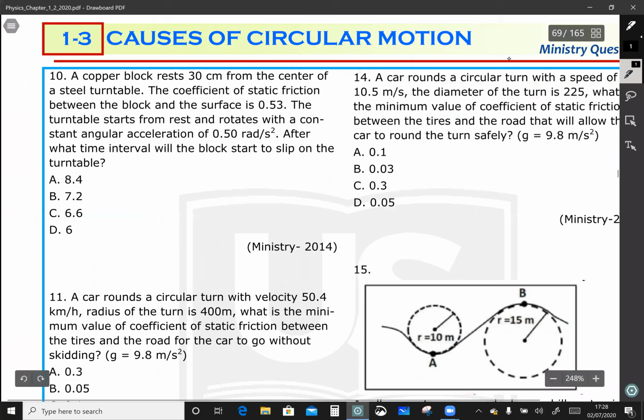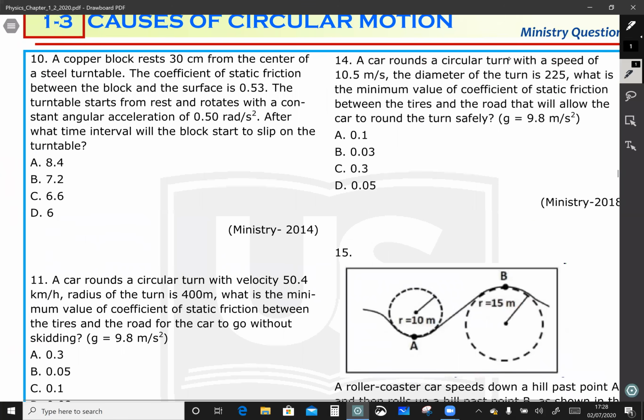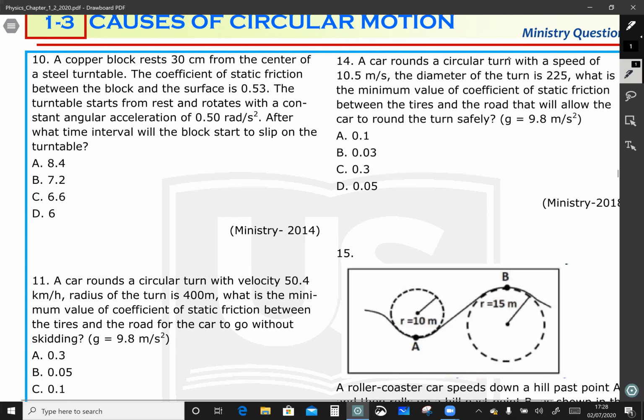Question number 10: a copper block rests 30 centimeters from the center of a steel turntable. The coefficient of static friction between the block and the surface is 0.53. The turntable starts from rest, which means the initial angular speed is 0, and rotates with a constant angular acceleration alpha, given as 0.5 radian per second squared. After what time interval will the block start to slip on the turntable? Delta t is asked.